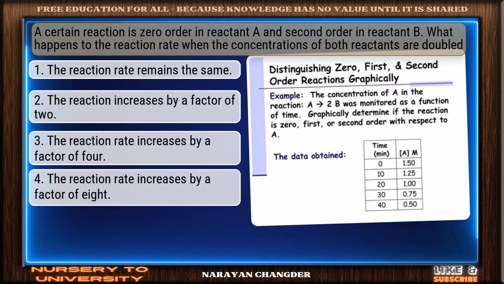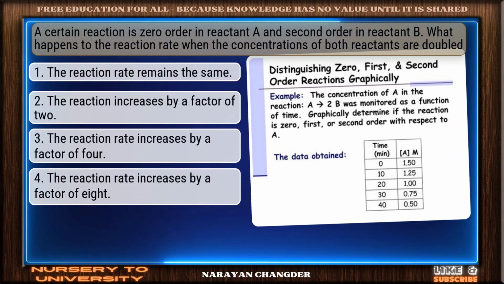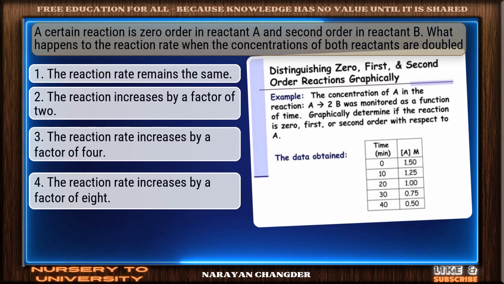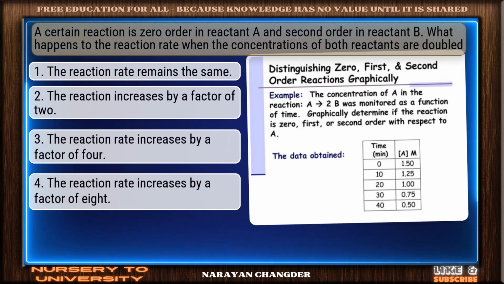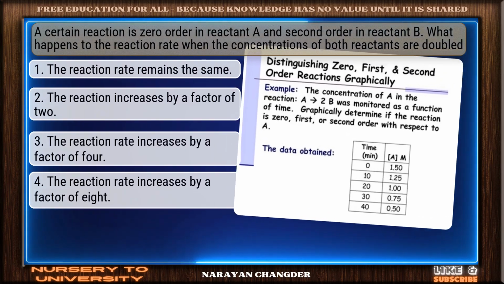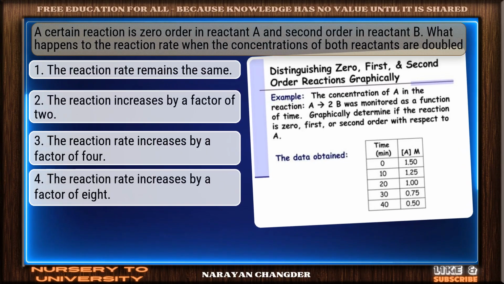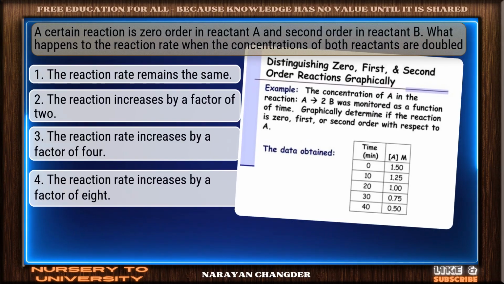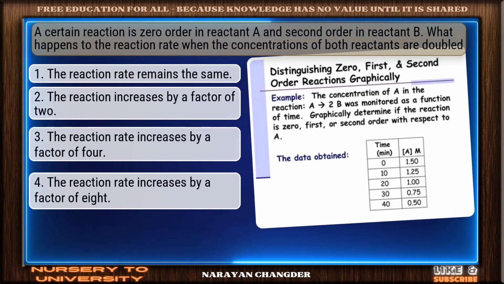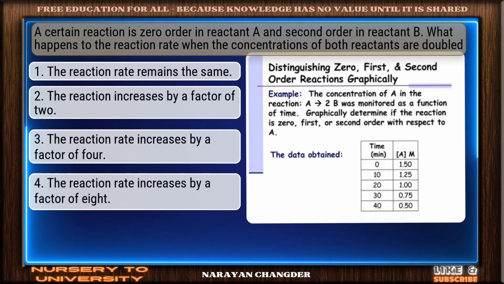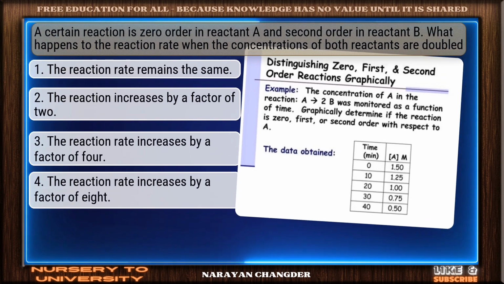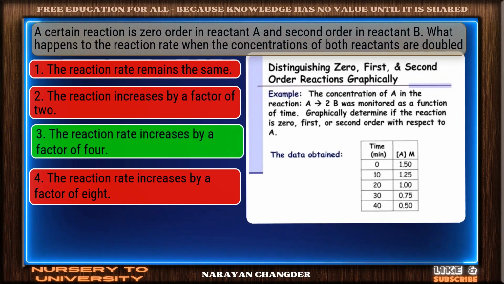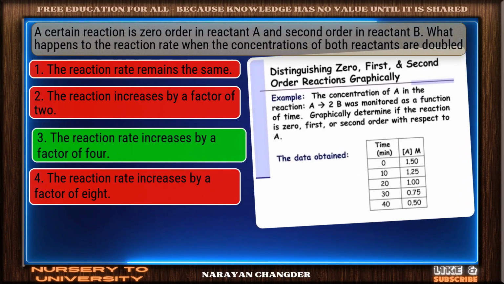A certain reaction is zero order in reactant A and second order in reactant B. What happens to the reaction rate when the concentrations of both reactants are doubled? Option 1. The reaction rate remains the same. Option 2. The reaction rate increases by a factor of 2. Option 3. The reaction rate increases by a factor of 4. Option 4. The reaction rate increases by a factor of 8. Nailed it! The reaction rate increases by a factor of 4.